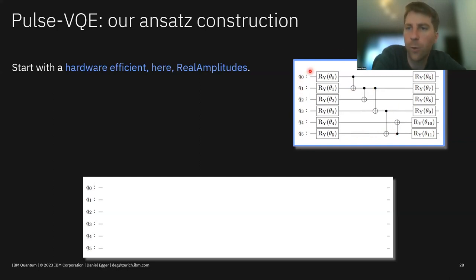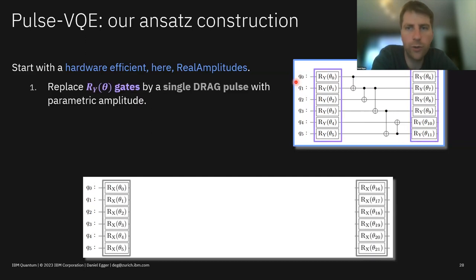So this is one layer of a hardware efficient Ansatz. And we call this the real amplitude simply because if you look at the states that are created, they don't have phases. It is only going to be real amplitudes. Now, when looking at this from the pulse level, what we do is the following.